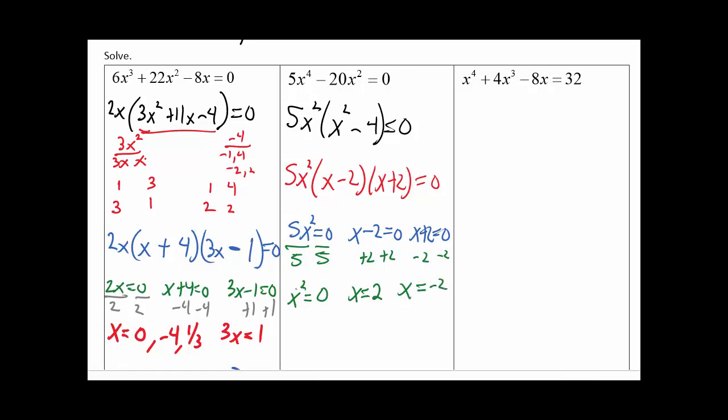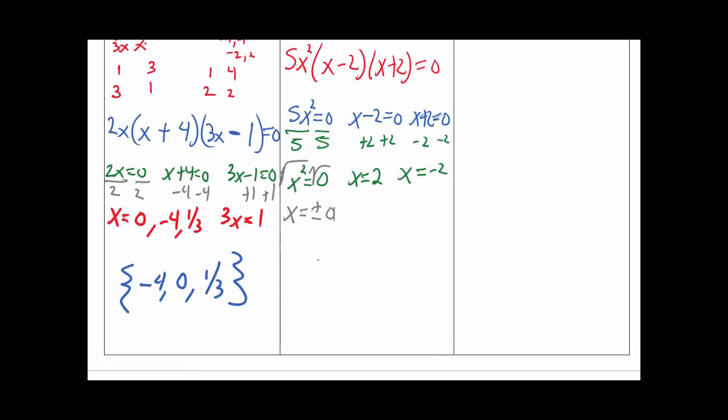Alright, this x squared equals 0, that's where I can apply the square root. And technically we do get plus or minus 0, but in reality 0 is not a positive or negative quantity, so we don't worry about the sign there. And so if I collect up all of my answers on this one, I get a solution set of negative 2, 0, and 2.